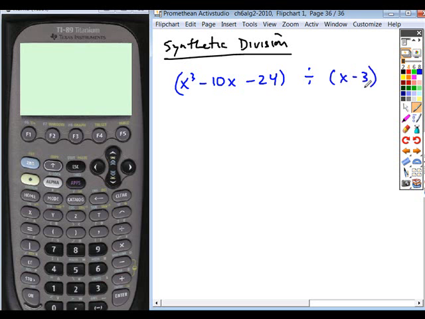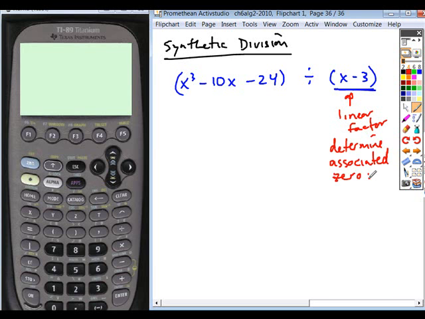One way that you can do synthetic division, and this applies when you have a linear factor, meaning a factor to the power of 1, is to determine the associated 0 with that factor. So what 0 is associated with the factor of x minus 3? What value of x gives you a 0 in that factor? 3. So you're going to take that number and set up what's called synthetic division.